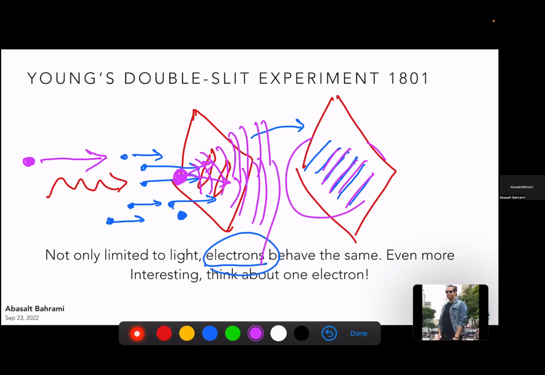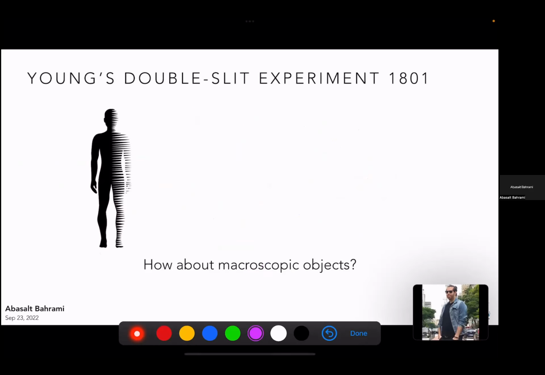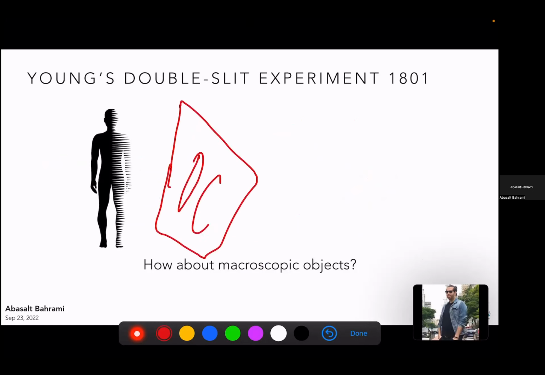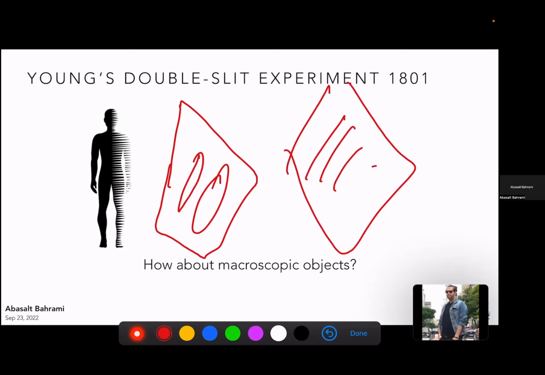Okay, he is asking, how about, for example, human beings? I gave you the example of a comb; you can do the double Young experiment at home. So what if you stay right beside these double slits? What do you expect? Do you also expect that you will see an interference pattern on the curtain?